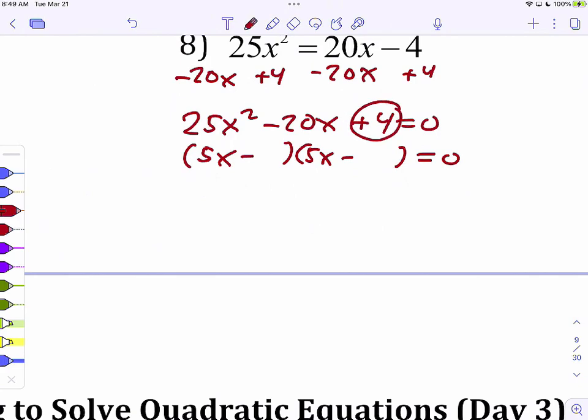We need numbers that multiply to 4. And so it's 1 and 4 or 2 and 2. If you try 1 and 4, you get negative 5 and negative 20, which is negative 25. But if you try 2 and 2, you get negative 10 and negative 10. That's negative 20. Those are the same. Another thing I guess I didn't mention is don't do this.